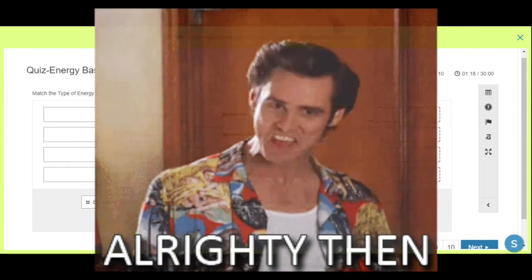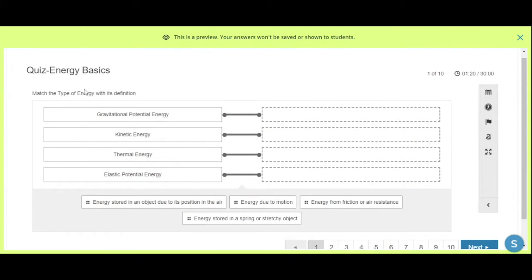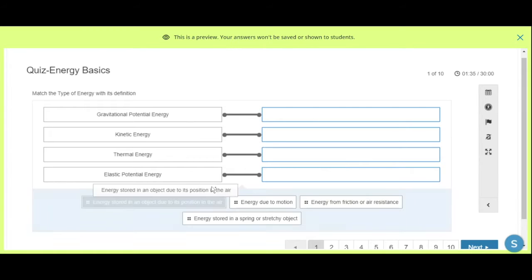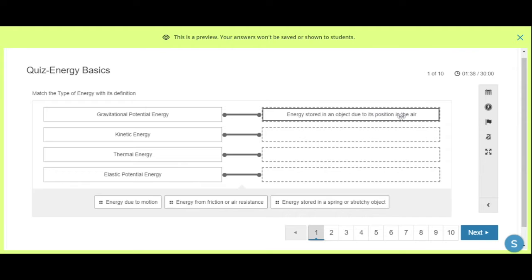Alrighty guys, we're going to go ahead and look over our quiz on energy basics. The first question is asking us to match the type of energy with its definition. First thing we're going to notice is gravitational potential energy. Well, we said gravitational potential energy is energy that deals with height, right? Or in other words, an object's position in the air.